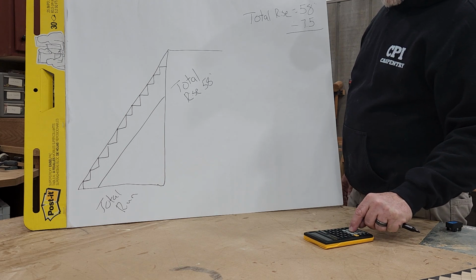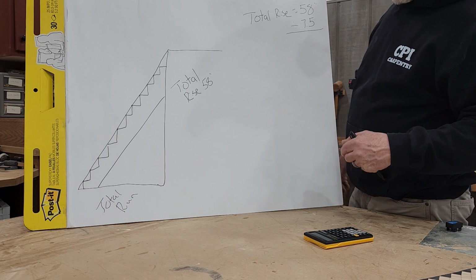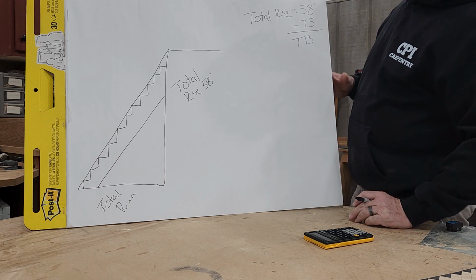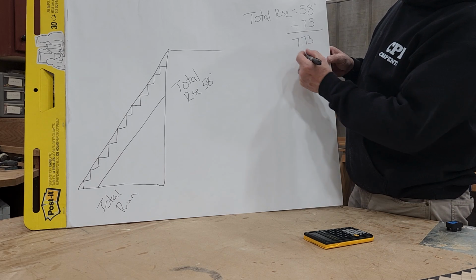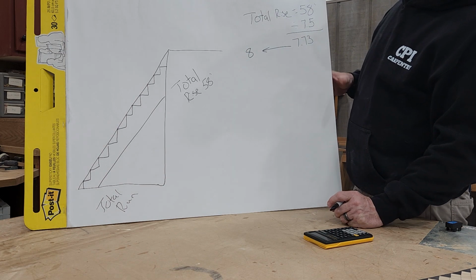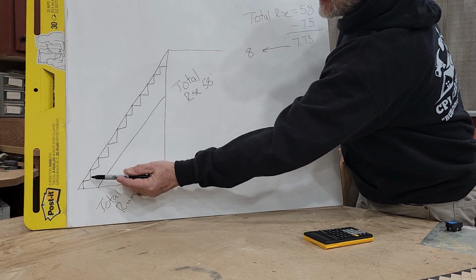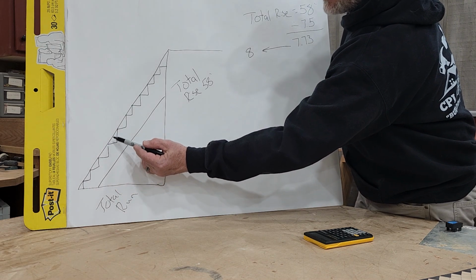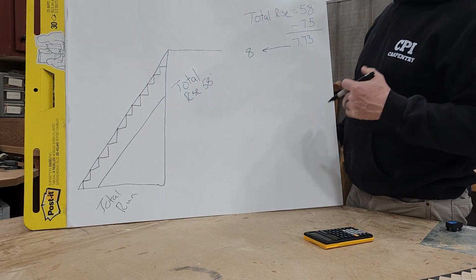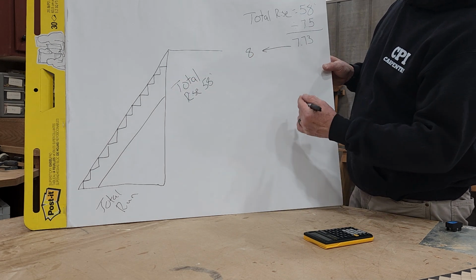So if I take my 58 and divide that by 7.5, that equals 7.73. I will round that up to 8, because that is telling me how many risers I need in this staircase. And I can't have 0.73 of a riser. It has to be a full riser. So I'm going to round that up to 8.